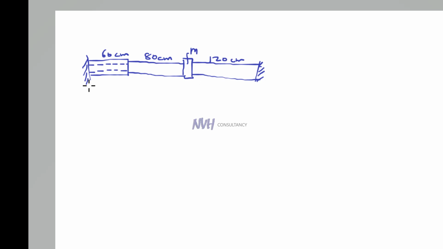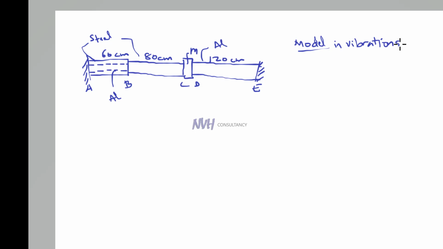And let's name these points A, B, C, D, and E. Again, this is made up of steel. This is also made up of steel. This is made up of aluminium, and the inside core of this is also aluminium. So what we want to do is model this system in vibrational terms. So how do you model this?